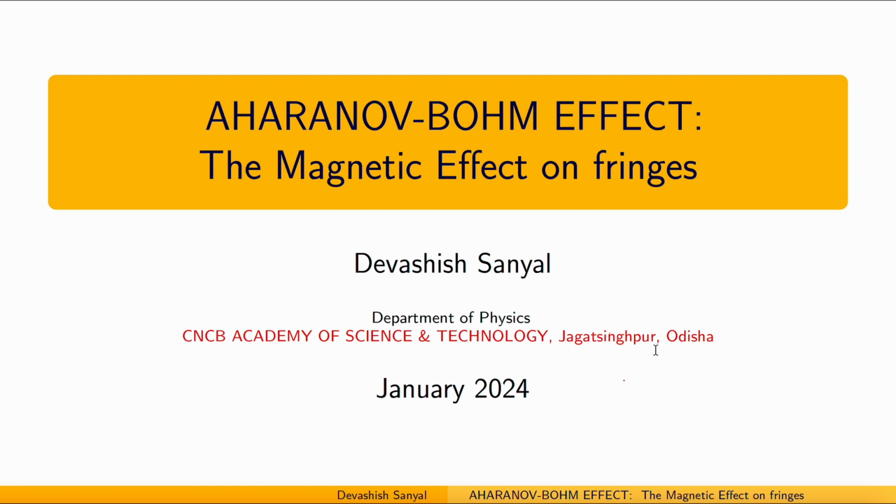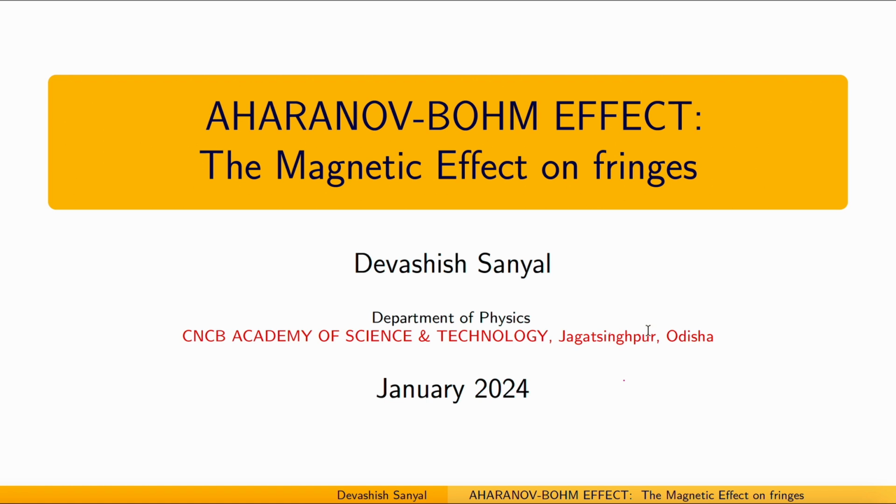So, the title of the lecture is Aharonov Bohm Effect, the magnetic effect on fringes. This lecture is on the Aharonov Bohm Effect, or AB effect, and we will be dealing with the effect from the point of view of magnetic field only. I am Devashish Sanyal and I am an associate professor in the Department of Physics at CNCB Academy of Science and Technology.